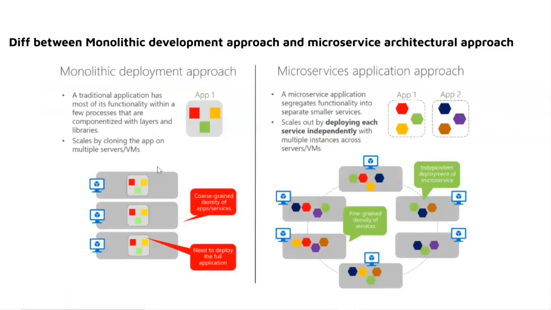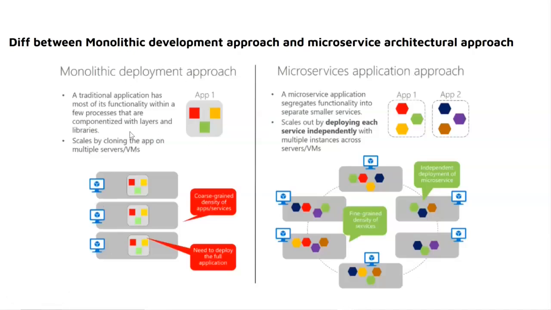Now, how is microservice different from the monolithic development? So let's understand that. This is the design of a monolithic approach where we use a traditional application that has most of its functionality within a few processes. And this is the microservice. Now, in monolithic structure, the application is a single, unified unit containing all functionality within a few processes, often organized with layers and libraries. While in microservice, the application is broken down into smaller independent services, each handling a specific piece of functionality.